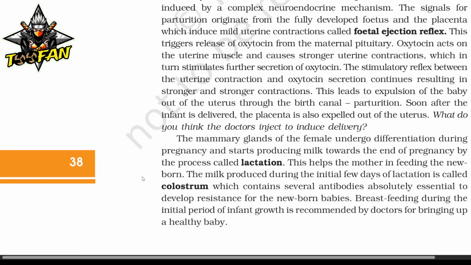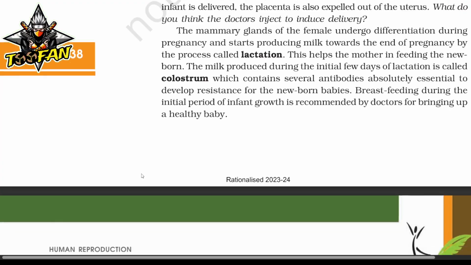The mammary glands of the female undergo differentiation during pregnancy and start producing milk towards the end of the pregnancy by the process called lactation. This helps the mother in feeding the newborn. The milk produced during the initial few days of lactation is called colostrum, which contains several antibodies absolutely essential for developing resistance in newborn babies. Breastfeeding during the initial period of the infant's growth is recommended by doctors for bringing up a healthy baby.